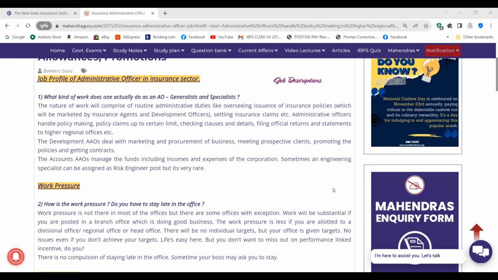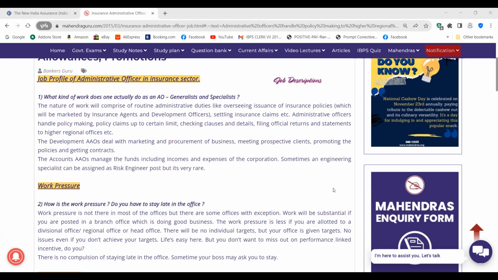What kind of work does one actually do as an AO, generalist or specialist? The nature of work will comprise routine administrative duties like overseeing issuance of insurance policies, which will be marketed by insurance agents and development officers, settling insurance claims, etc. Administrative officers handle policy making, policy claims up to a certain limit, checking clauses and details, filing official returns and statements to the higher regional offices, etc.